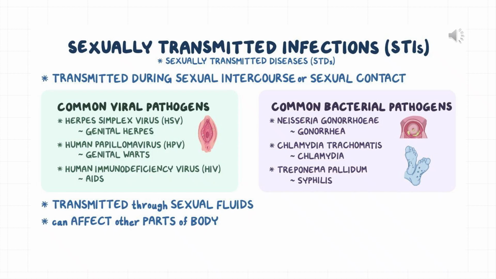For our bacterial pathogens, these are gonorrhea, chlamydia, and syphilis. For gonorrhea, your patient may have yellow, greenish discharge or a thick white discharge. They may have painful urination, and may have infertility. Chlamydia, same thing. They may have changes in their discharge, vaginal discharge, penile discharge. They may have infertility. They may have painful urination.